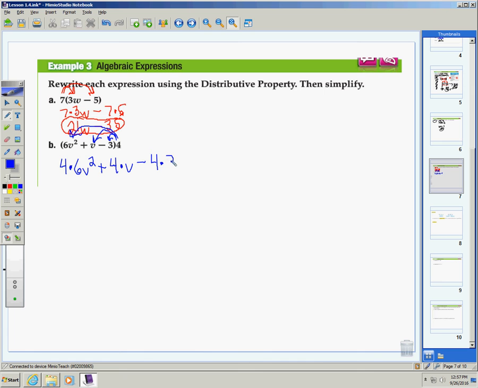So I do 4 times 6v squared, I get 24v squared, plus 4 times v, that's 4v, minus 4 times 3, that's 12. And there's your answer. That's all distributing is. Just multiply what's outside the parentheses by every single thing inside the parentheses.